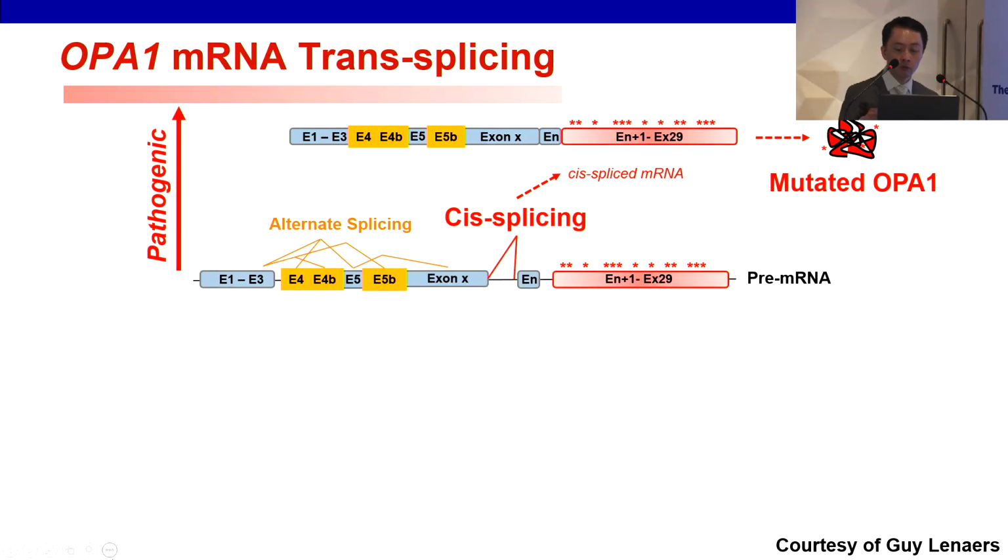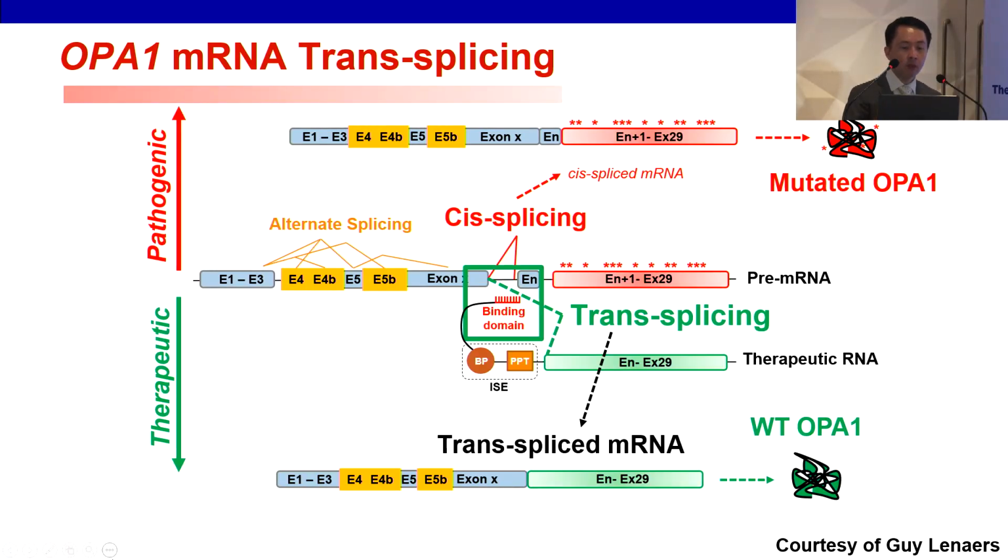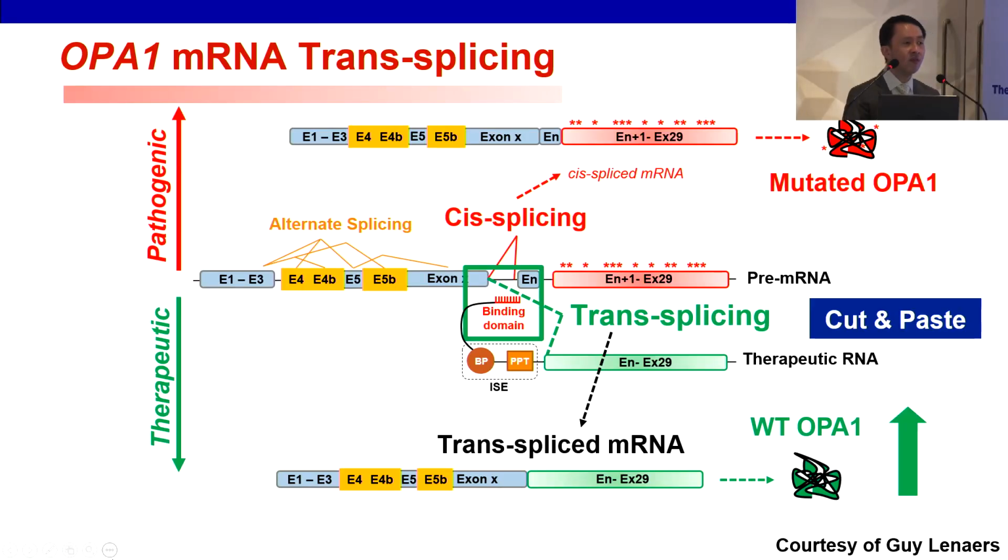But what you do with trans-splicing is you provide an alternative mRNA species, the therapeutic mRNA, and then you basically trans-splice, and you end up with a wild-type version which produces the protein. So this is effectively a genomic cut and paste, and you increase the level of the wild-type OPA1.